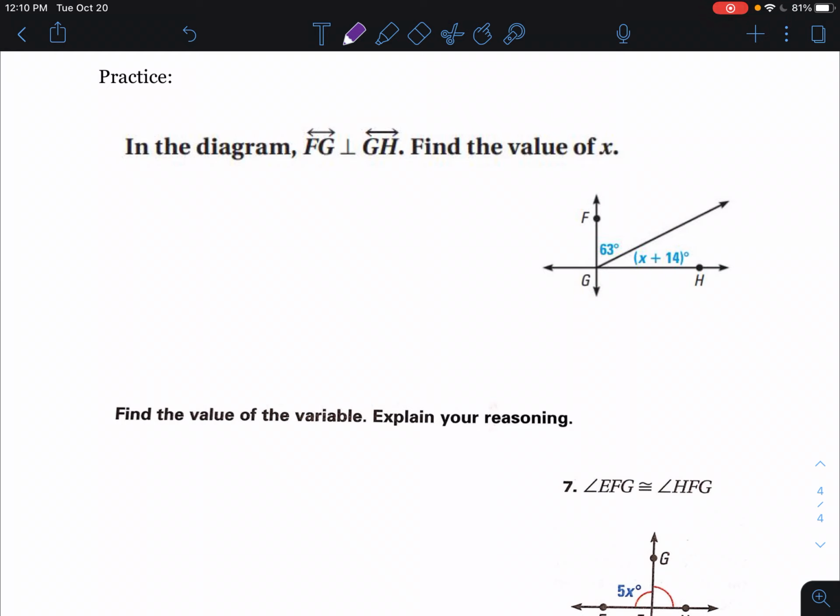So in the diagram, FG is perpendicular to GH. So what does that mean? FG, right here, is perpendicular to GH. What does perpendicular mean? It means that they meet at a right angle. So I'm going to put a little right angle there just so I remember.